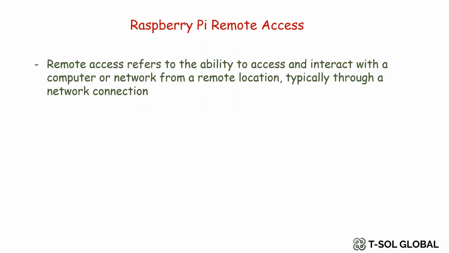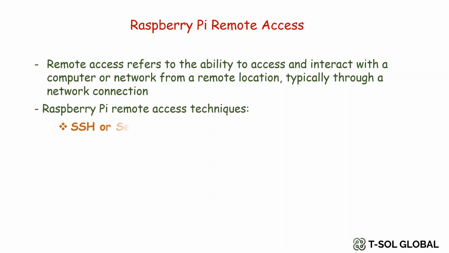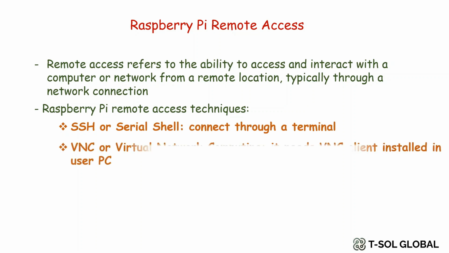So remote access refers to the ability to access and interact with a computer or network from a remote location, typically through a network connection. Raspberry Pi remote access techniques include SSH or serial shell. So it is mainly connecting to the Raspberry Pi through a terminal.